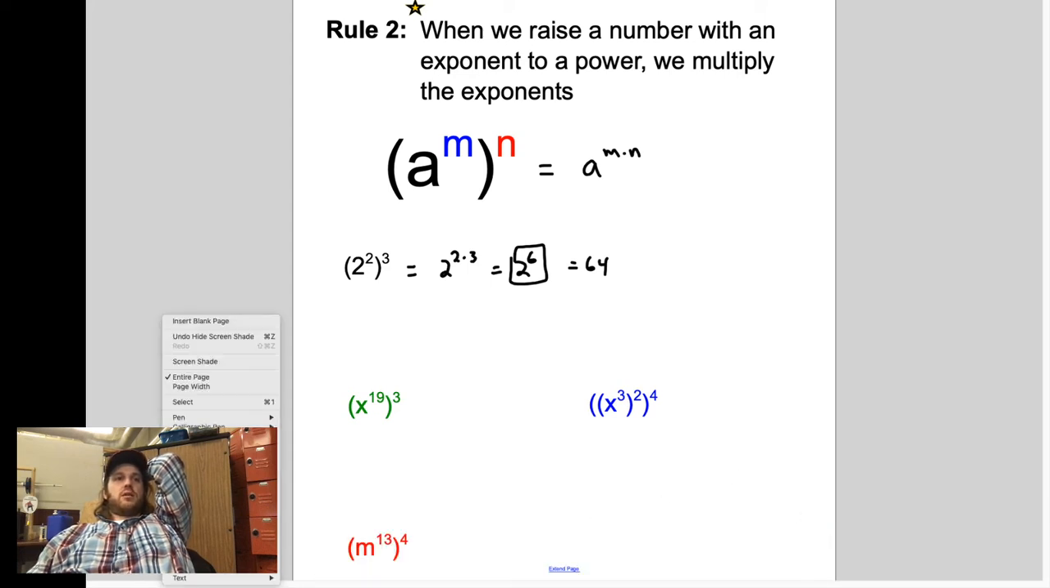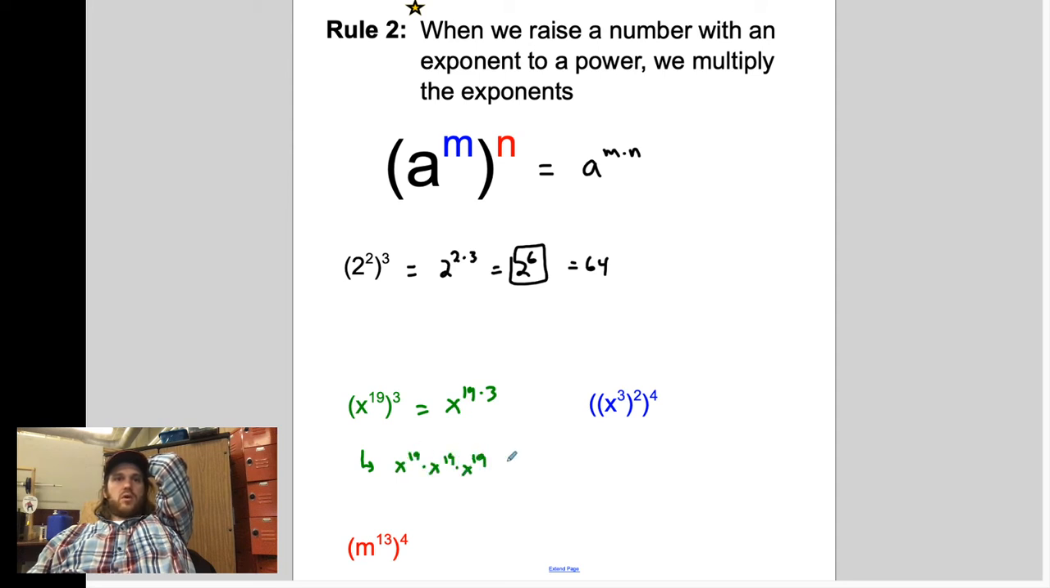Okay, in green. Hey, look, that's x to the 19th to the 3rd. So all I got to do is x to the 19 times 3. Now, what I'm giving you is the shortcut, right? If I did this the long way, it'd be x to the 19th times x to the 19th times x to the 19th. Then we got to add them all up, and there's 3 of them. Why don't we just multiply by 3? It's going to make things easier. That's x to the 57th.